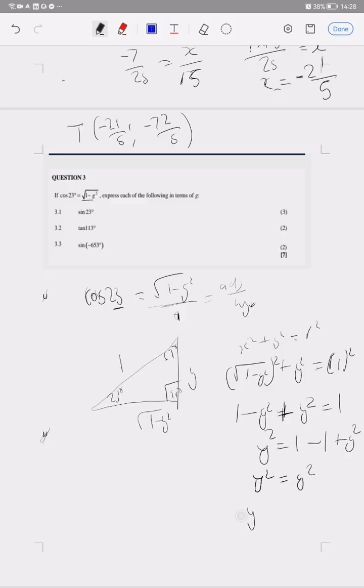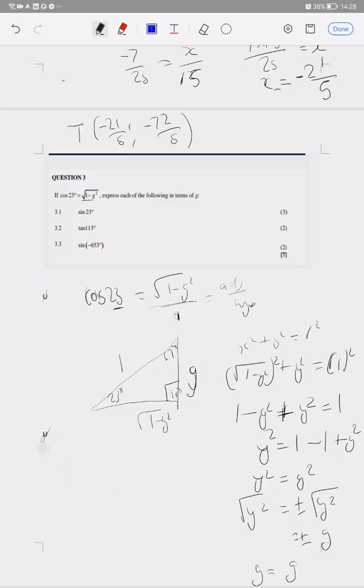We put a square root, we get two possible answers. Right, so it's going to be plus or minus g. Then I have to select. Remember, in the drawing we are always taking a positive answer, so it's going to be g. So y is equal to g. So this one I can just replace with g.